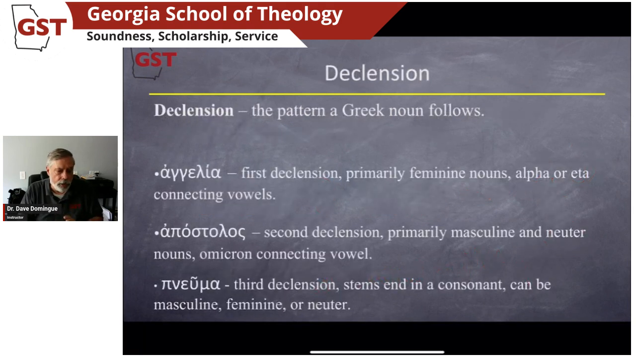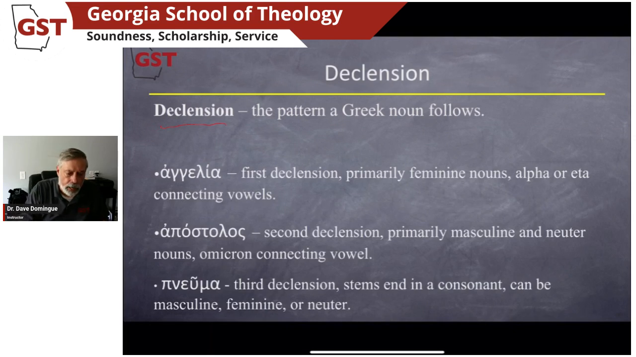I'm going to pull all this together in a minute and you'll start to see the big picture and then look for patterns. That's what we want to do. Patterns are important. It leads us into what's called a declension. Greek nouns follow a pattern.